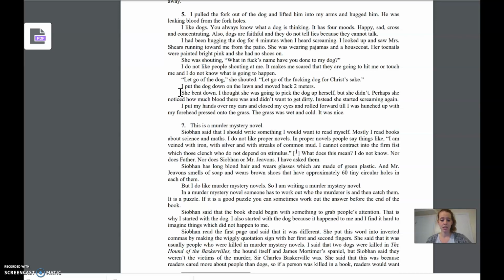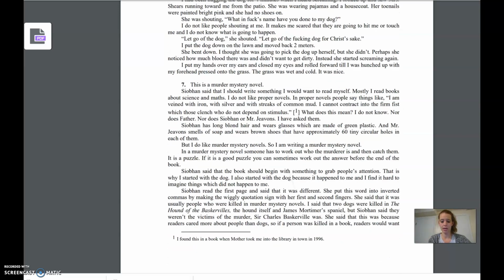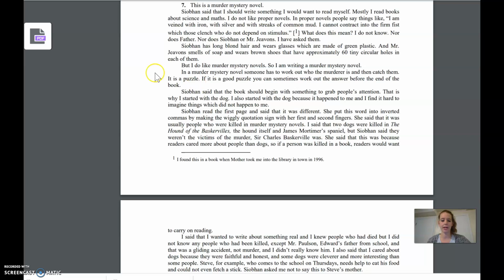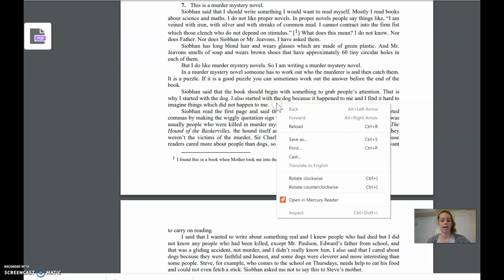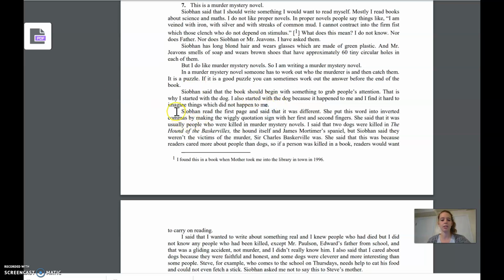Siobhan said that the book should begin with something to grab people's attention. That is why I started with the dog. I also started with the dog because it happened to me, and I find it very hard to imagine things which did not happen to me. Siobhan read the first page and said that it was different. She put this word into inverted commas by making wiggly quotation sign with her first and second fingers.